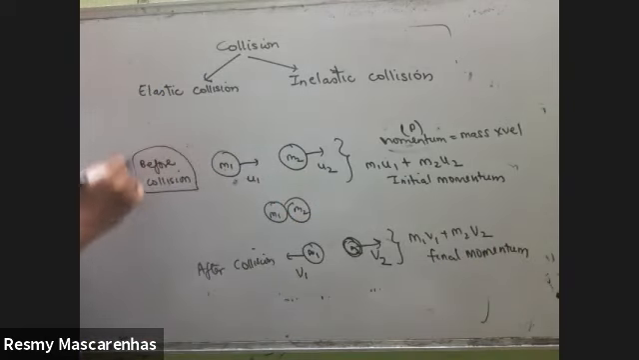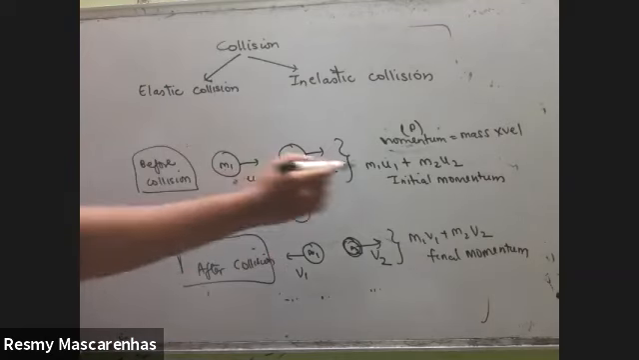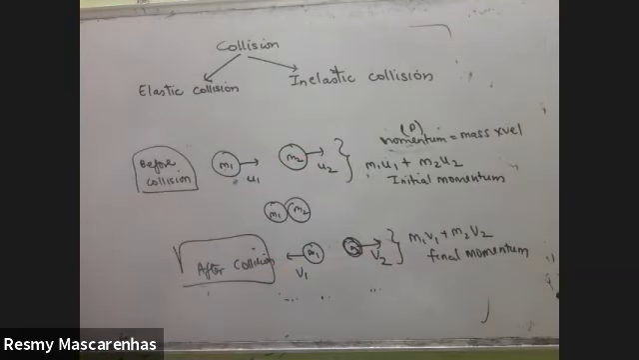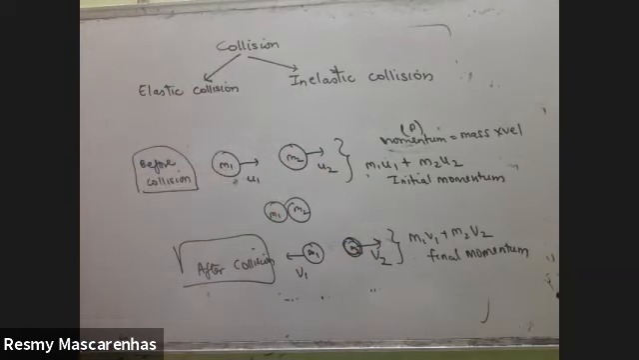Now draw this diagram and write: this is the initial momentum, this is the final momentum. Based on what happens to the momentum before and after collision, you have to give two names: elastic collision and inelastic collision.